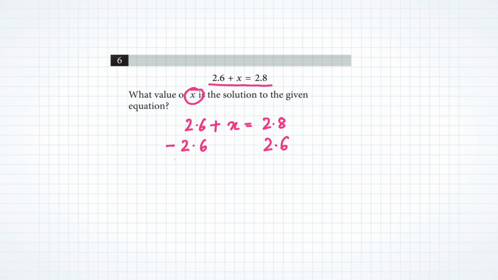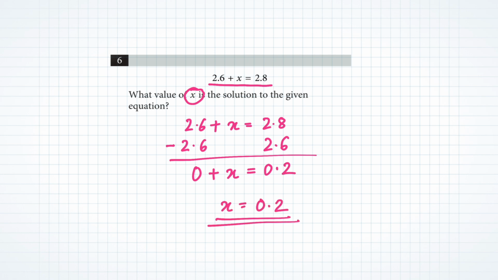On the left, 2.6 minus 2.6 becomes 0, so only x is left. On the right, 2.8 minus 2.6 equals 0.2. So x equals 0.2. And that's our answer. This is the kind of short and simple question that usually appears at the start of the SAT math section.